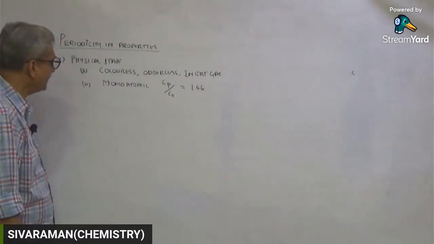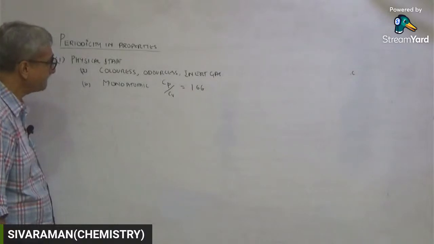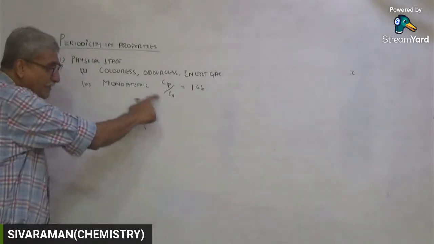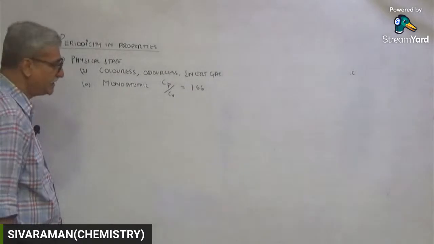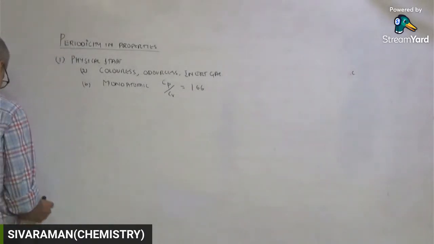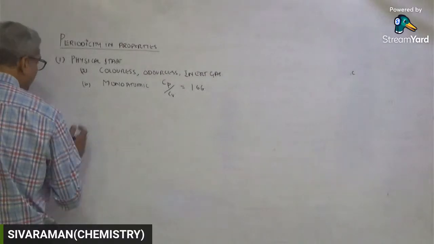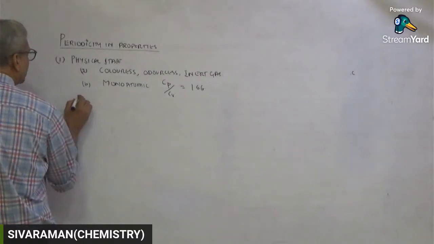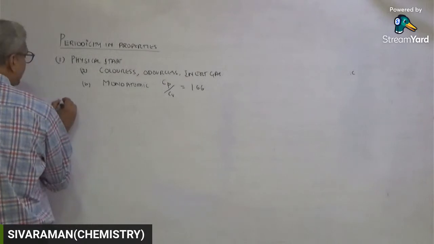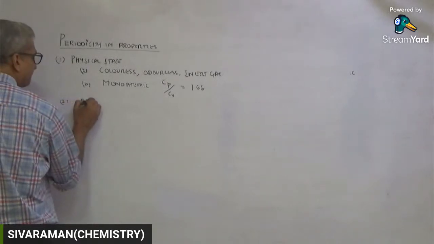So this value could be important for your MHT-CET local exam, where there's too much emphasis on factual questions. When we come to atomic radius, the second point is atomic radius.